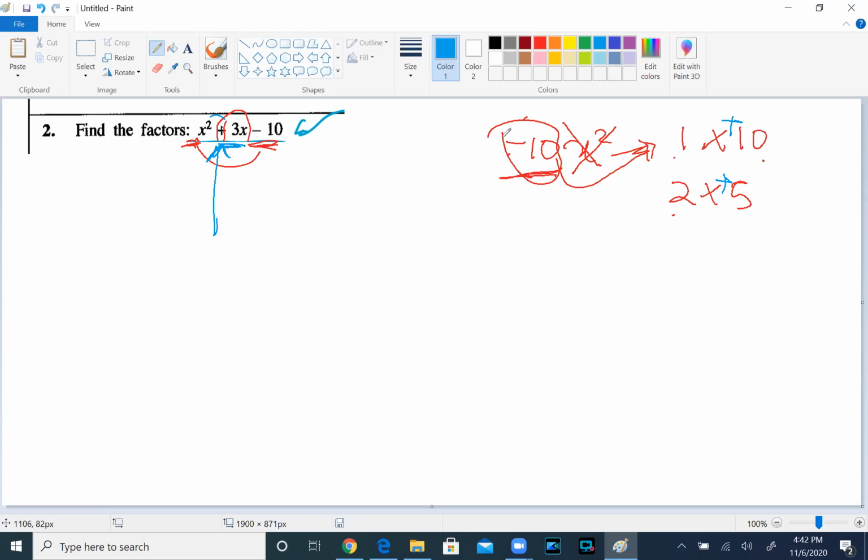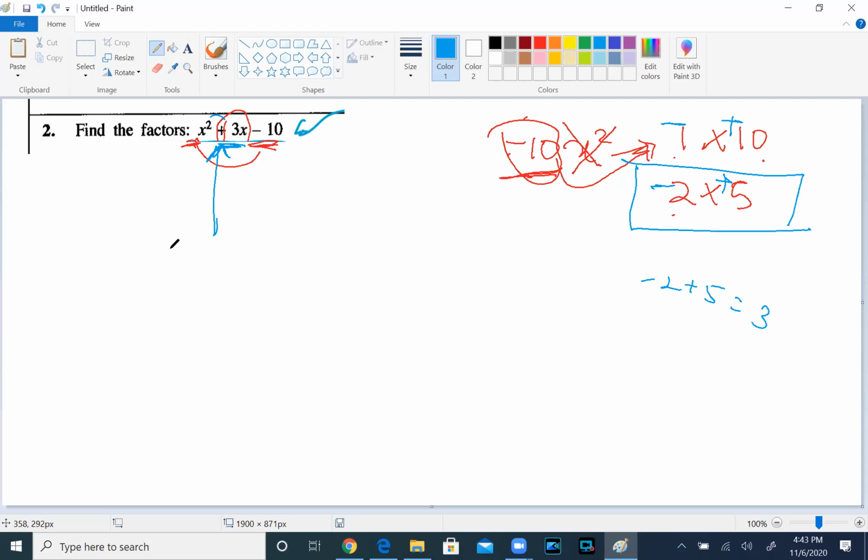Also, this is a different sign. If you need to take a minus, the other one will be minus. Now you need to check which pair will give plus 3. This is what is giving plus 3: minus 2 plus 5 is going to be plus 3.